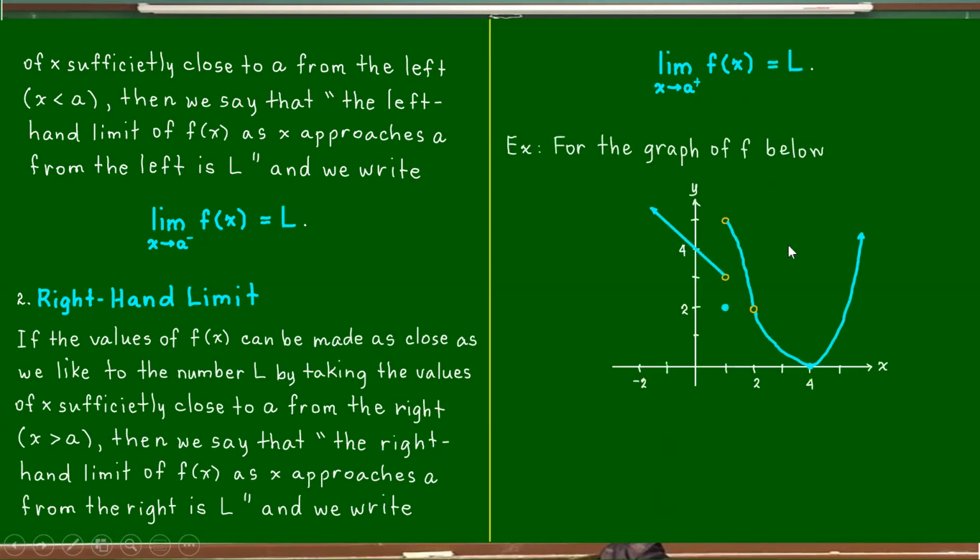For the graph of f below, let's consider this graph. If you are asked for the limit of f(x) as x approaches 0, traveling along this curve or along this line, we get 4, no? The limit of f(x) as x approaches 1 from the left: from the left, we have 3. From the right, we have 5, no? But we want only from the left of 1. So that is equal to 3, okay?